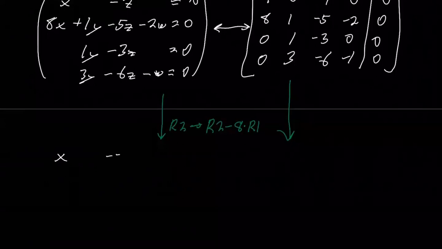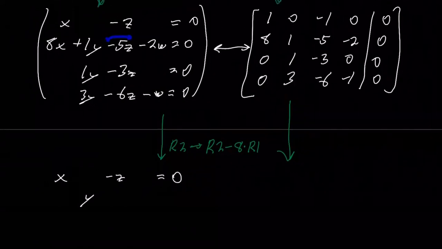So again, I'm going to copy, this is x minus z equals. So the first row didn't change, but the second row is going to change because we subtract the 8x, so the 8x goes away. The y is not changed because there's no y there. The minus 5z right here, we're subtracting 8 times negative 1. So there's going to be a minus 5 minus 8 times negative 1. And so that's minus 5 plus 8, which is plus 3. So this becomes a plus 3z. And then this minus 2w also doesn't change, right? And then the third and fourth rows don't change either.